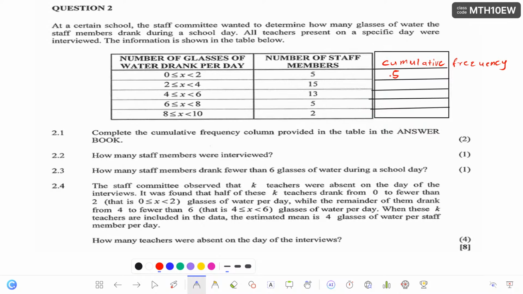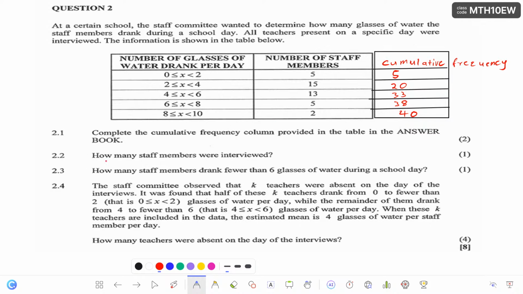Then 5 plus 15 is what? 20. Then now you're going to say 20 plus 13 is what? 33. 33 plus 5 is what? 38. 38 plus 2 is what? 40. So okay, now we are done with 2.1. So this is the answer.